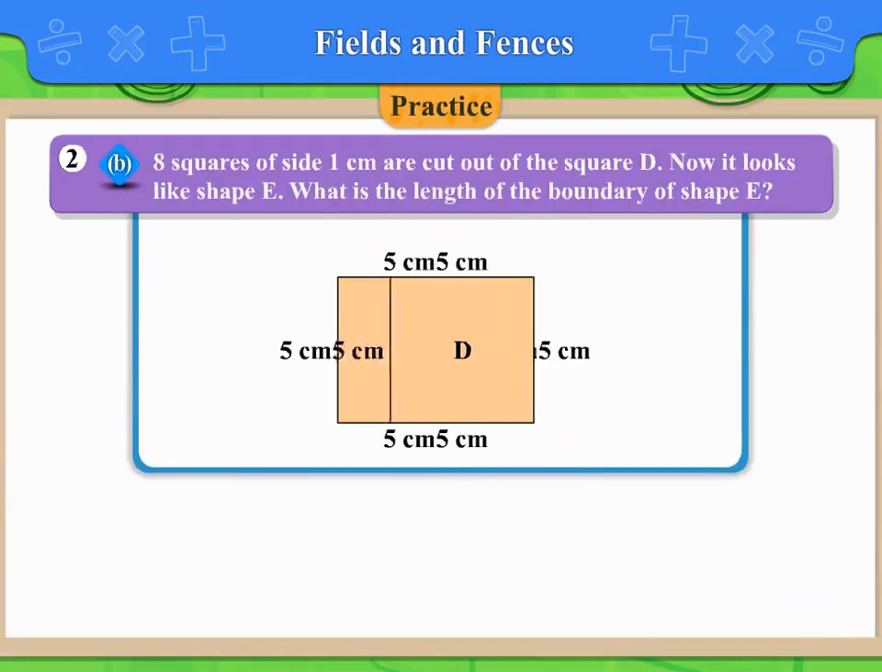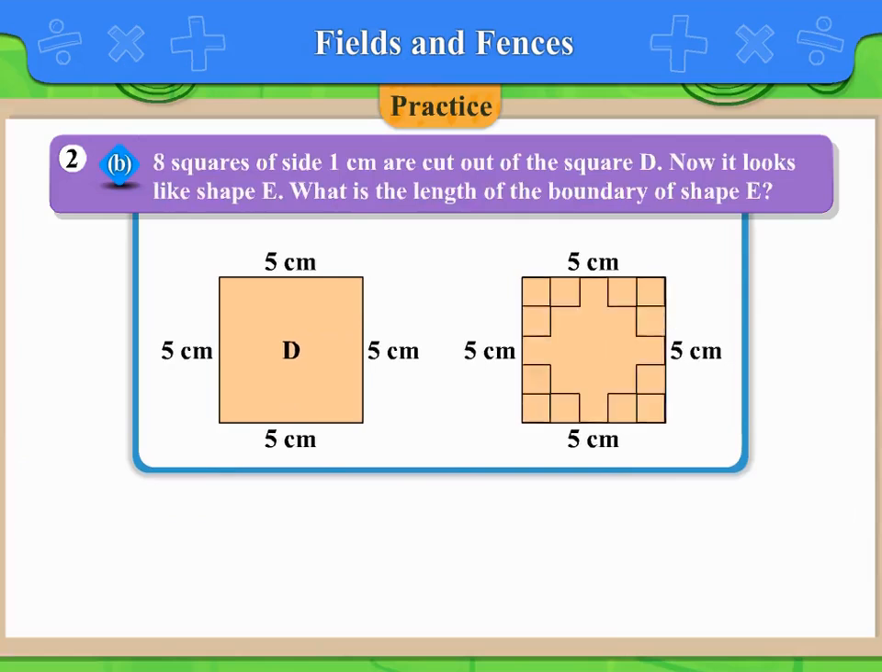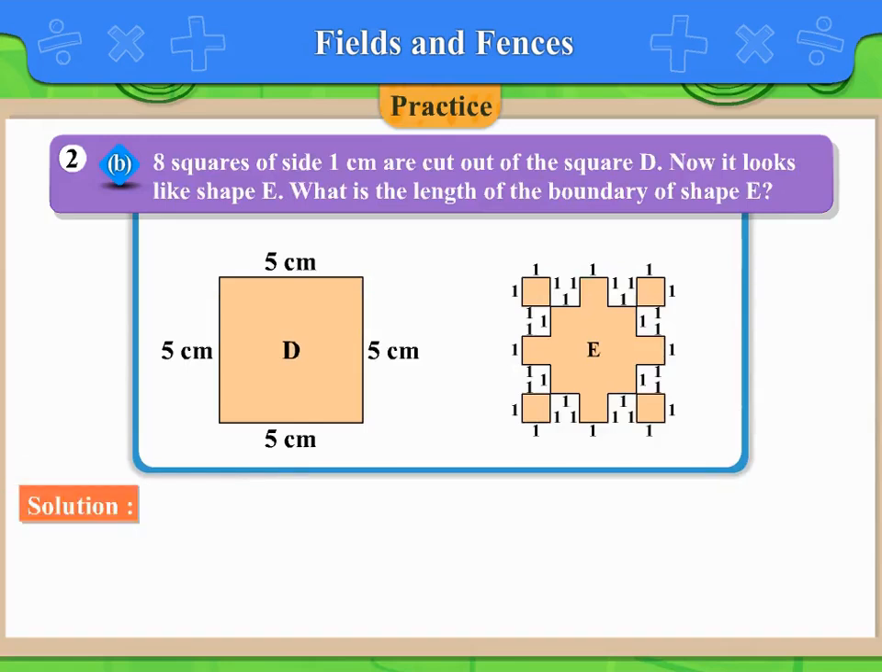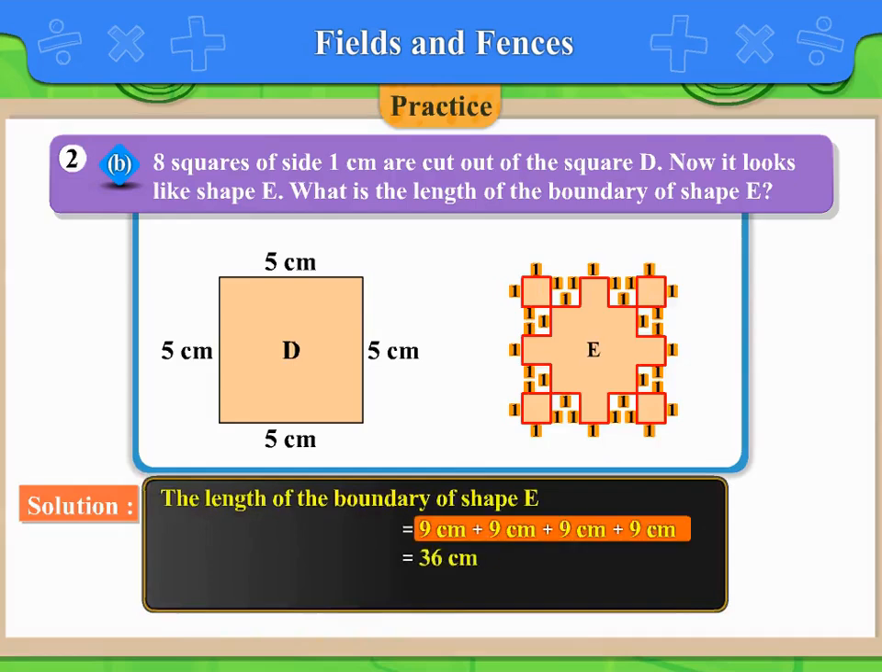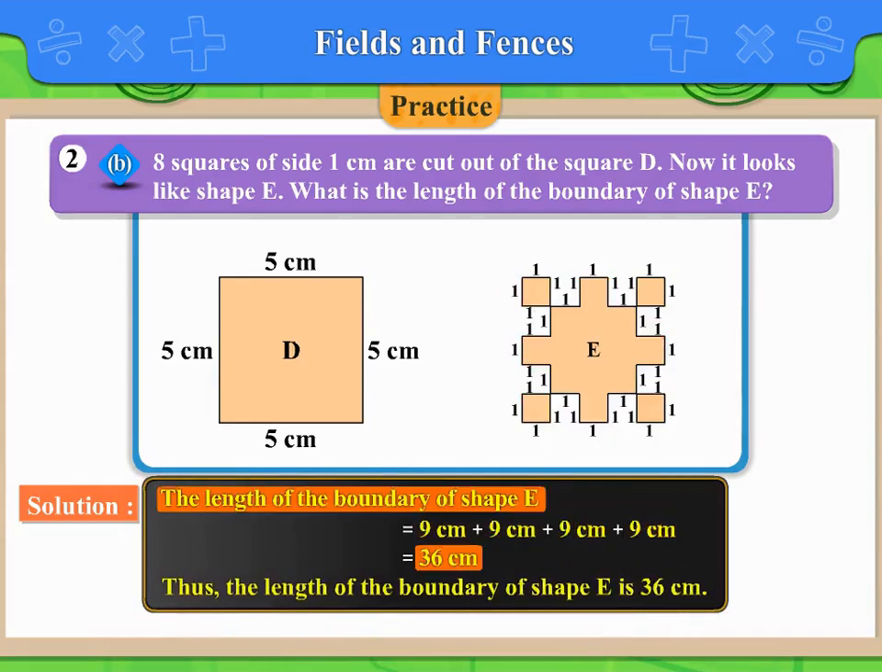B. 8 squares of side 1 centimeter are cut out of the square D. Now, it looks like shape E. What is the length of the boundary of shape E? Solution. To find the length of the boundary of shape E, let's add the length of each side. The length obtained is 36 centimeter. Thus, the length of the boundary of shape E is 36 centimeter.